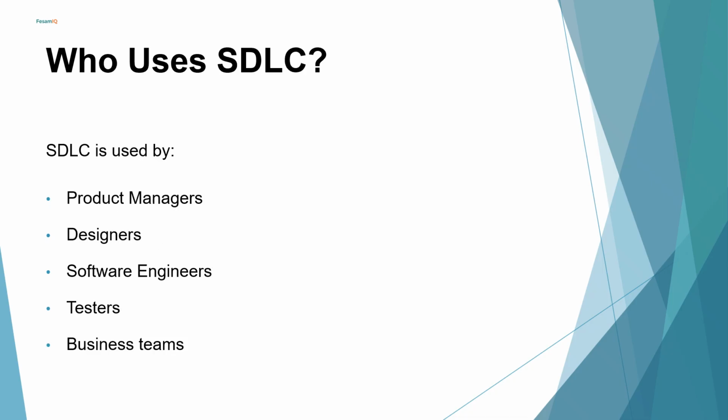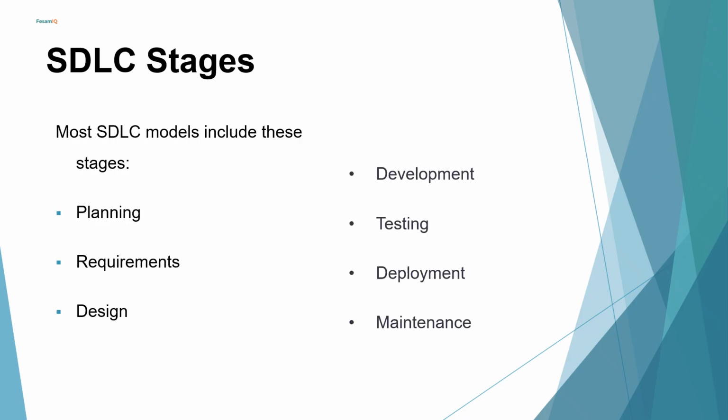So who uses SDLC? SDLC is used by product managers, designers, software engineers, testers, and the business teams. And it helps everyone work together even if they have different roles. So what are the stages of SDLC? Most SDLC models include these stages, which are planning, the requirement stage, the design stage, development stage, testing stage, deployment stage, and the maintenance stage. So let's get to know each of the stages, one after the other.